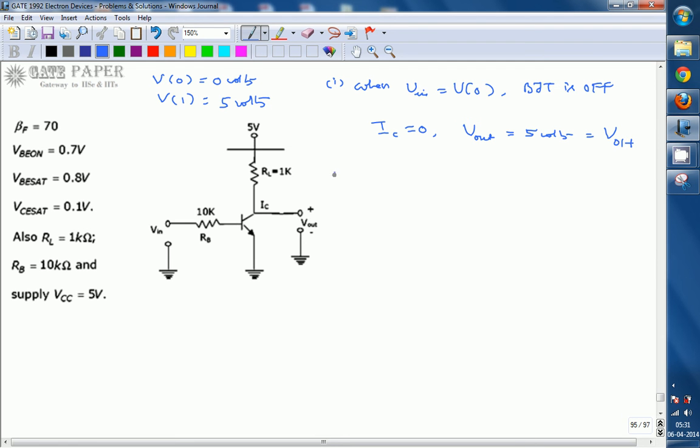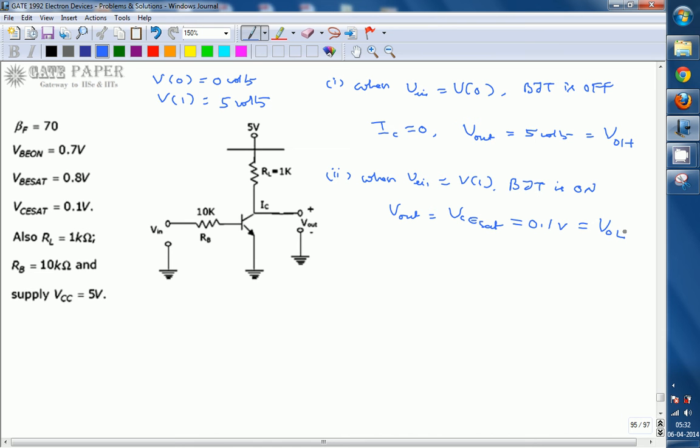Next, the second case: when V input is equal to V1, then the BJT is in the on condition. Whenever the BJT is on, current flows and the output will be equal to VCE saturation, which is 0.1 volt. That is VOL.